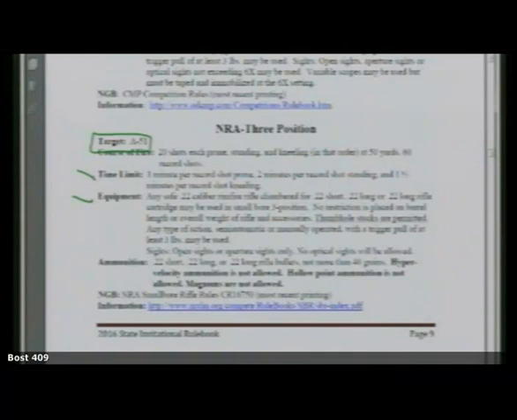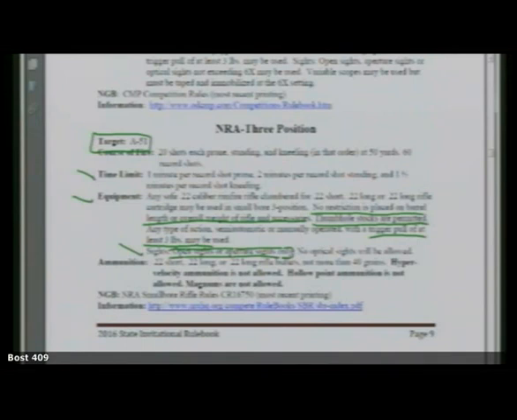You will note on this event that there are no restrictions placed on barrel length or overall weight of the rifle and accessories. Thumb hole stocks are permitted in this event. The trigger pull must be at least 3 pounds in order to be used. The sights for this event will be open or aperture sights only. No optical sights will be allowed. Again, hollow point ammunition is not allowed at the state invitational, as well as magnums.